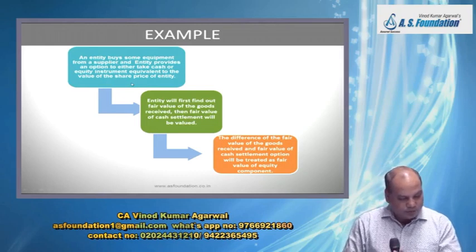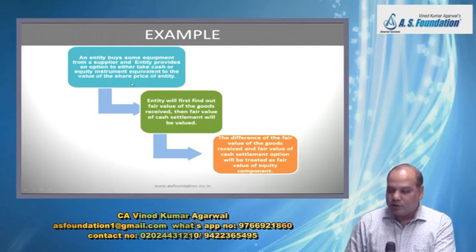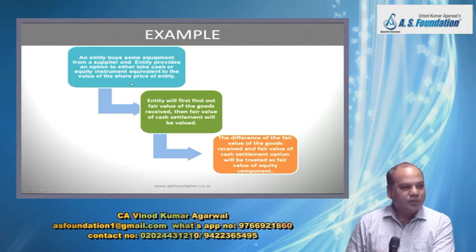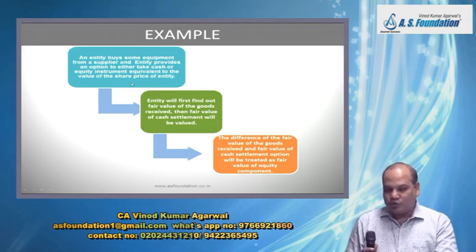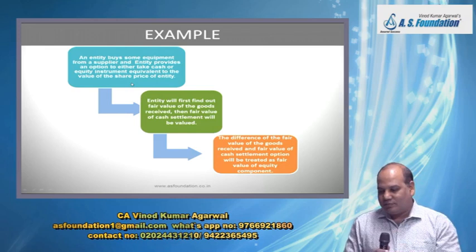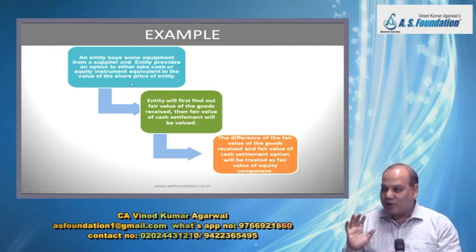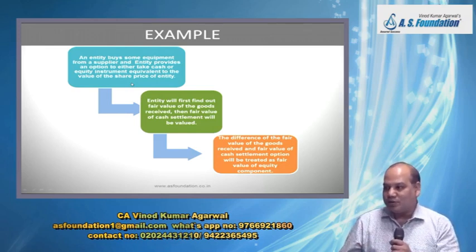Example 9.2. An entity buys some equipment from a supplier, and the entity provides an option to take either cash or equity instrument equivalent to the value of the share price of the entity. Okay, buy a machine, give him two choices. What do you want, cash or share? But for accounting purpose, this becomes a compound instrument.